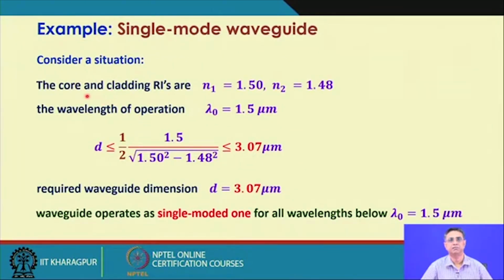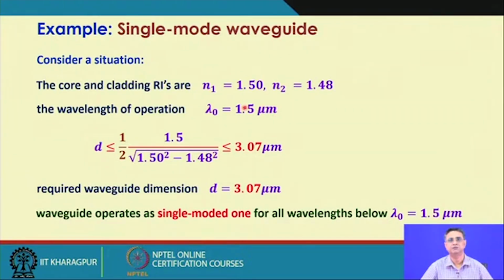Let us take an example. The core and cladding refractive indices are n 1 equal to this, which are typical values for glass and planar optical waveguides, and the wavelength of operation is equal to 1.5 micrometer.